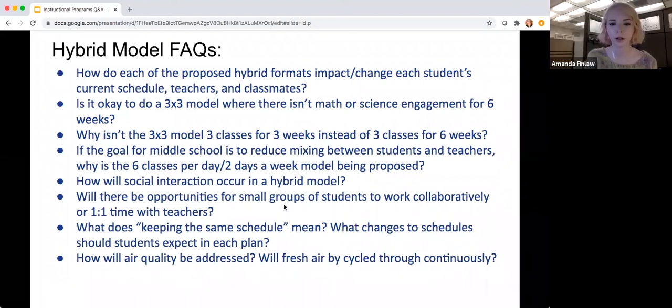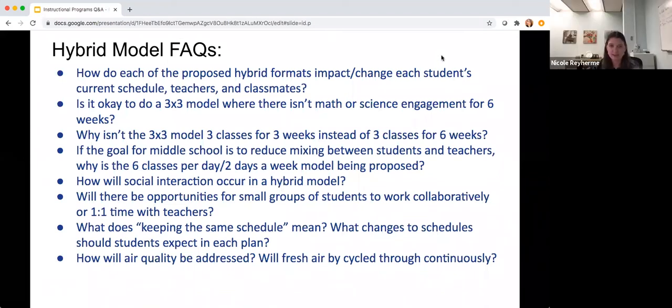How will social interaction occur in a hybrid model? Much like it would occur in a typical class, although distanced, when students do come into the classroom, they will be able to talk to one another. They will be able to hear each other's thoughts and have those unique conversations that kind of happen in an in-person classroom environment.